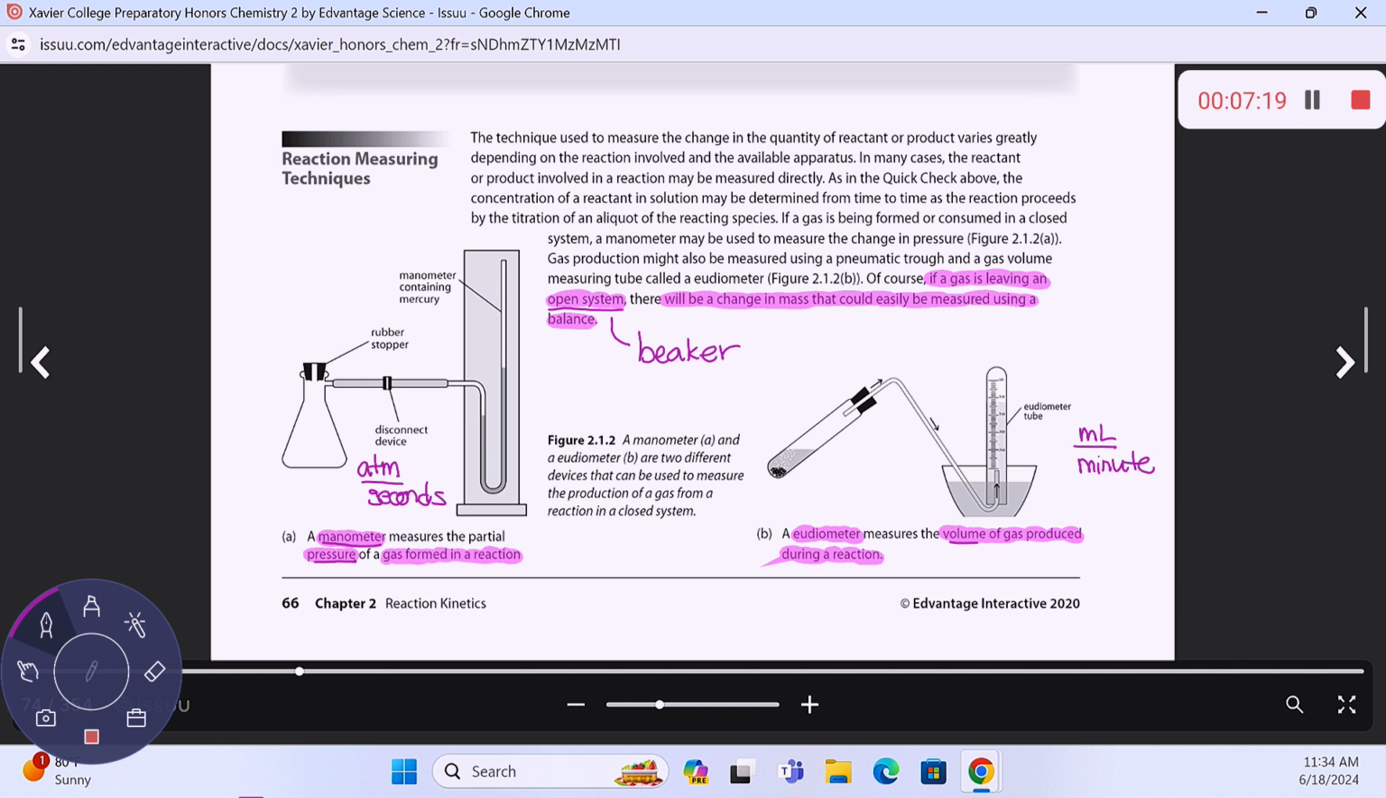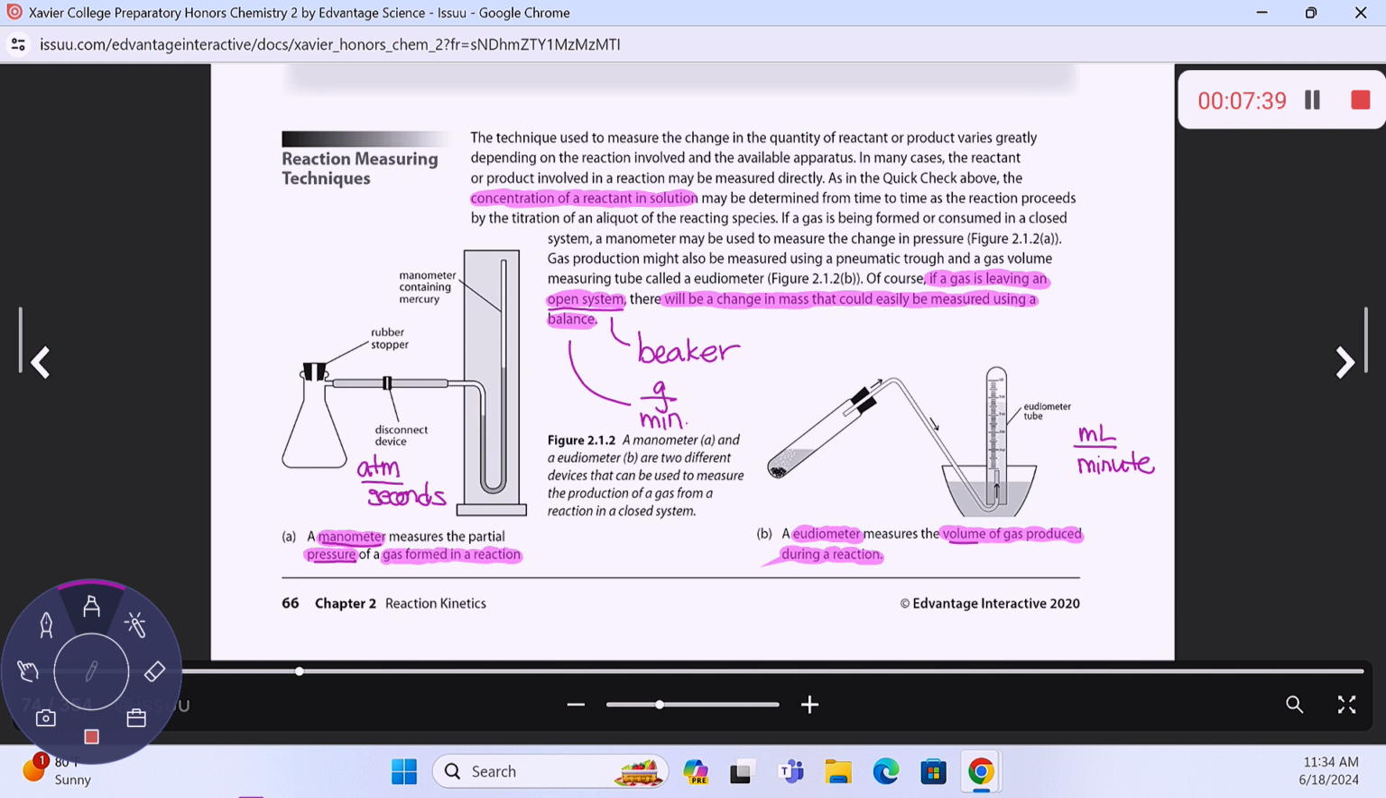And then over here, when you're balanced, this would be grams per minute or grams per second, whichever you guys decide. And then, did we miss anything here? We missed the concentration here.